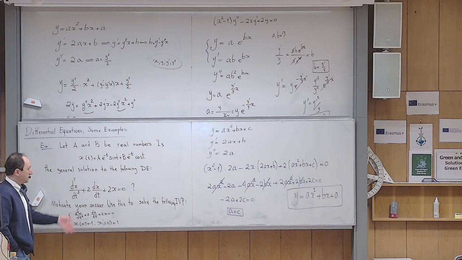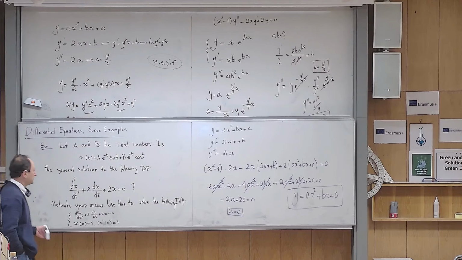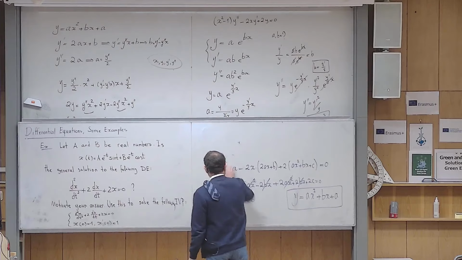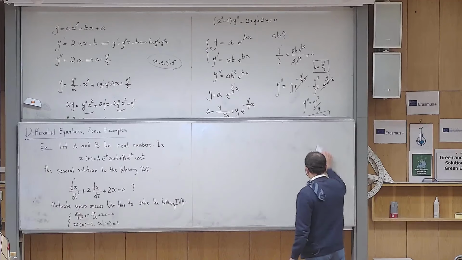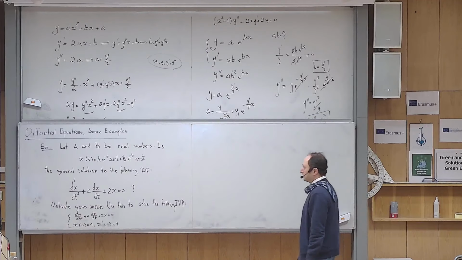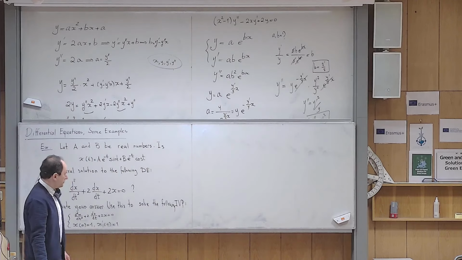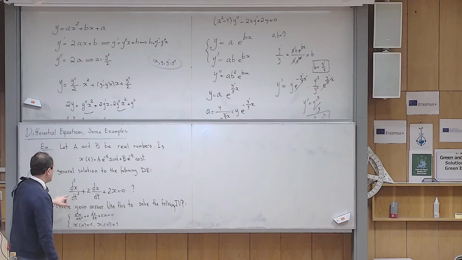Yeah, this is also lengthy, because you have to use the product rule several times. But it is not something hard. Okay, so let us do it together. So the first thing is that I want to confirm, if possible, that this provided solution with two parameters A and B is the general solution.